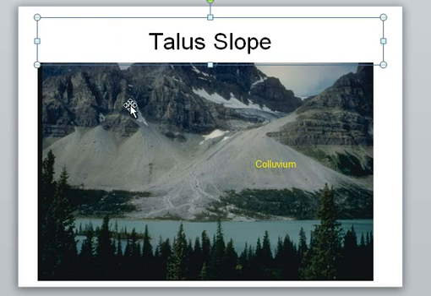The talus slope is this cone-shaped material at the bottom or the base of a cliff, and it's just collected as rocks fall off that hillside or cliffside, and it creates a very predictable angle of repose and a very predictable shape along the base of cliffs.